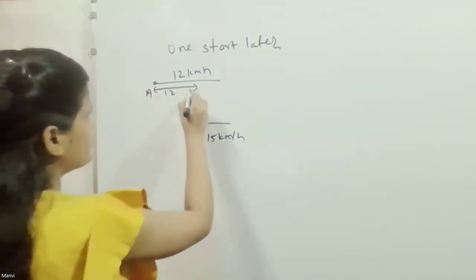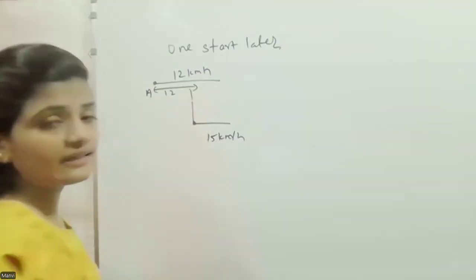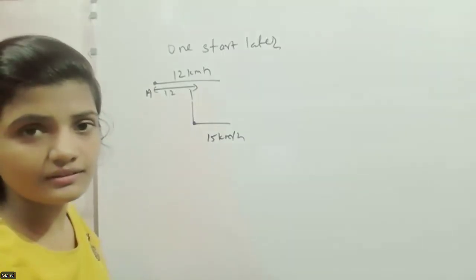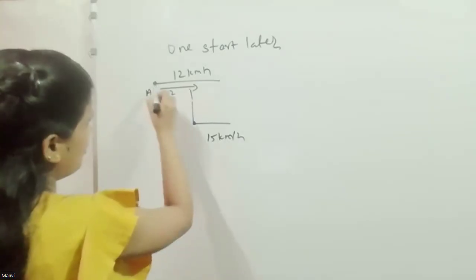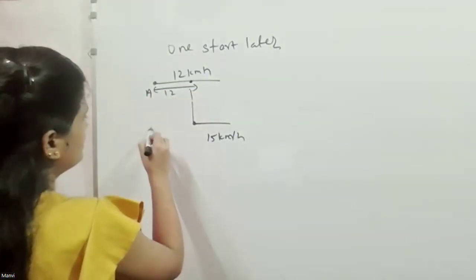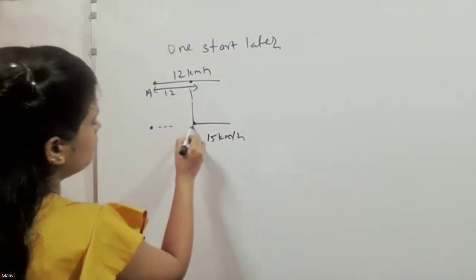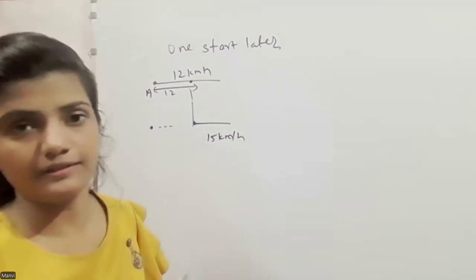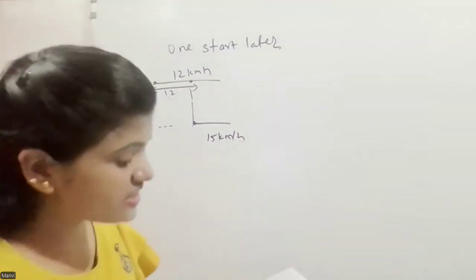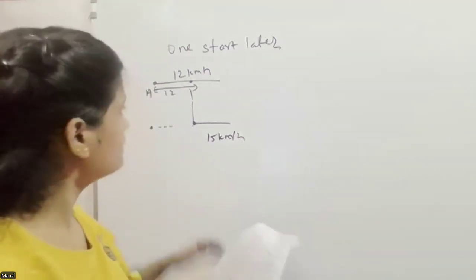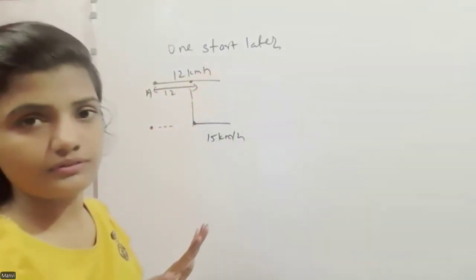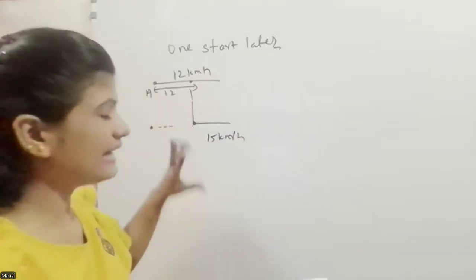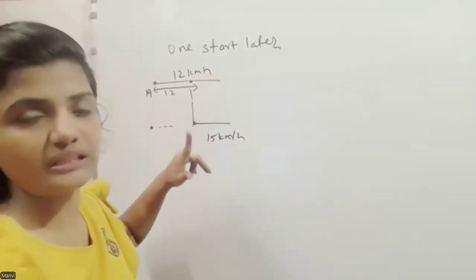Till then, B hadn't started, right? Now, when A is already at 12 kilometers, B has just started. So first we need to calculate how far the first object has already traveled, and then we need to compare the speed.